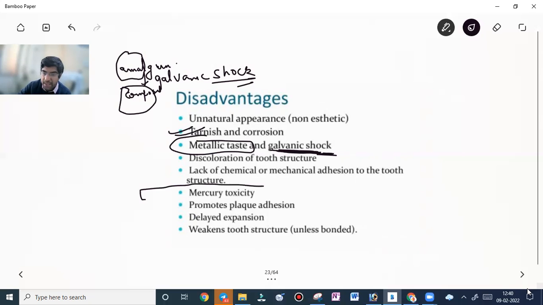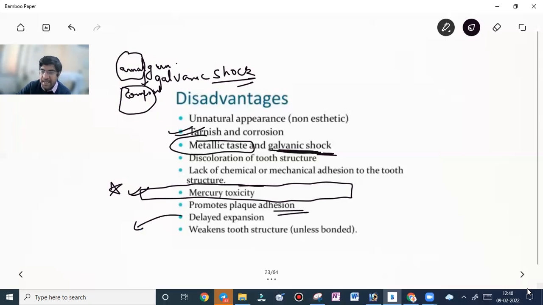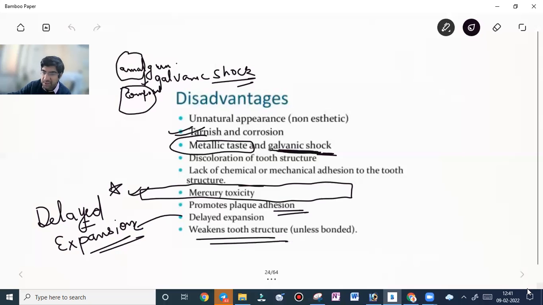The most important disadvantage is mercury toxicity. There is lack of chemical or mechanical adhesion to the tooth structure, and increased plaque adhesion. An important feature that has been asked multiple times in your entrance exam is that it causes delayed expansion. So we will discuss that in brief in another few minutes. It weakens the tooth structure.